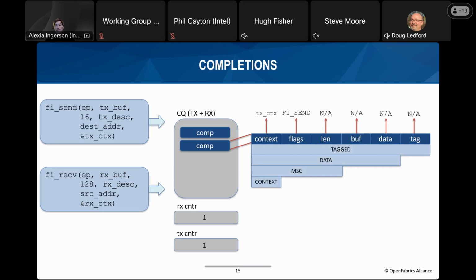So here you see the different formats. So tagged is your most verbose option with all the fields available. Data omits the tag. Message only gives you the context flags and length. And then your lightest option is context, which will just return the context.